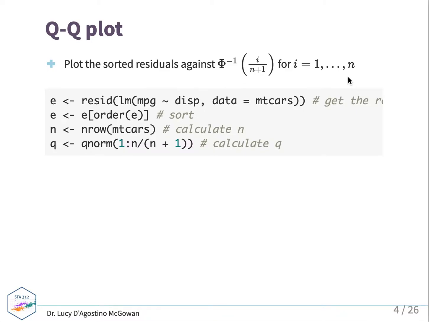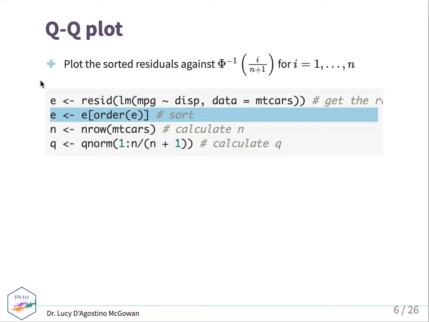And so here's how you would do this in R. So for example, if I was fitting a model here, like a linear model, I would first fit that model and pull out the residuals using the resid function. And so I'm going to call that e. And then the next step is I'm going to sort those residuals.